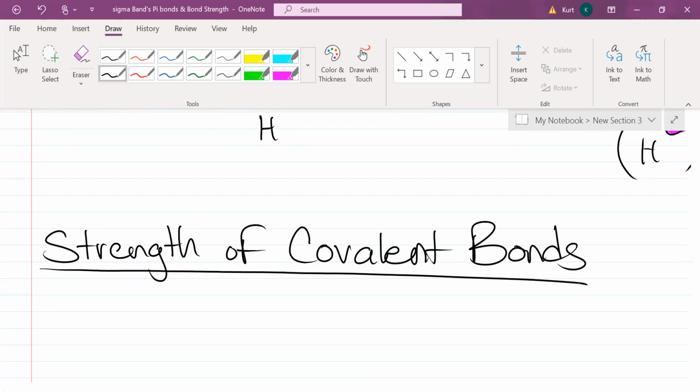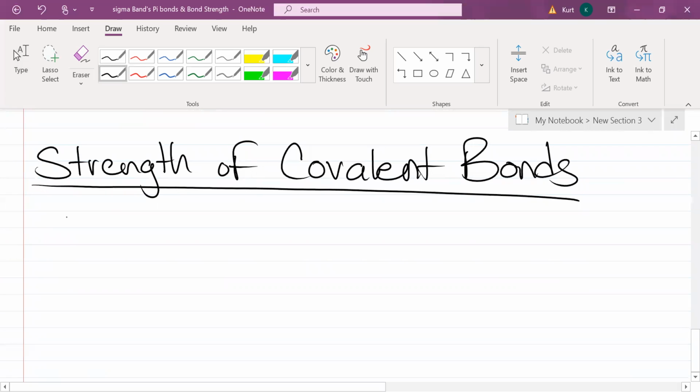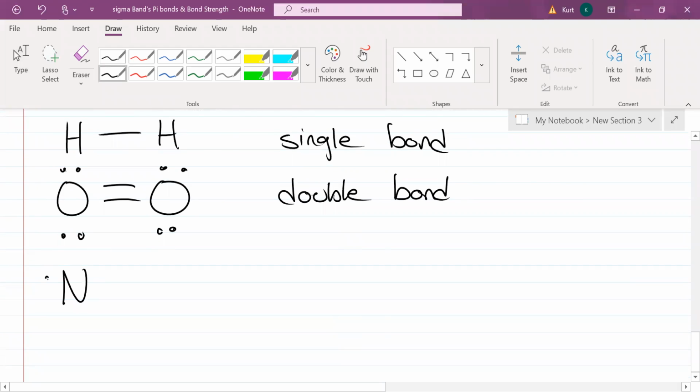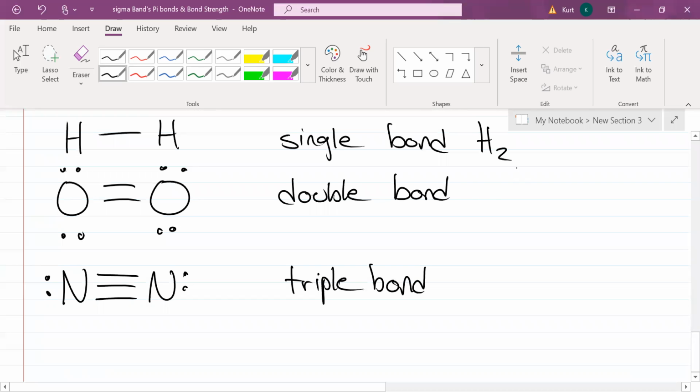I want you to watch this. Let's say that I have hydrogen bonded to hydrogen. That's a single bond. Here's oxygen bonded to oxygen. That's a double bond. And here's nitrogen bonded to nitrogen. That's a triple bond. So remember, this is H2, this is O2, and this is N2.